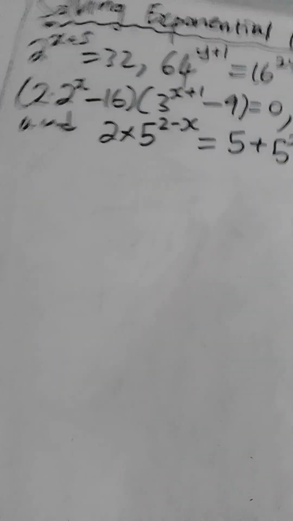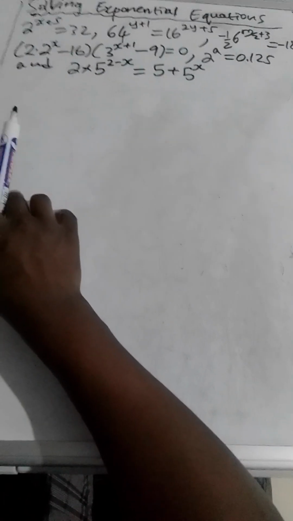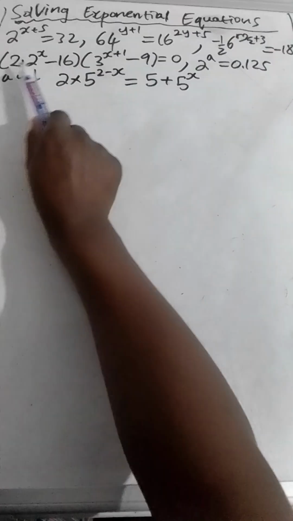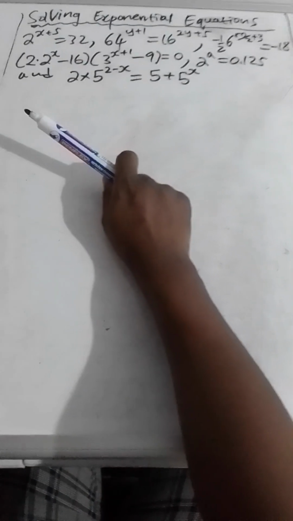Let's go back to exponential equations. We said an exponential equation is an equation that involves the variable in the exponent. And at the top here, we have examples of exponential equations. If you check in all of them, the variables are in the exponent area, or in the place where the exponent is.